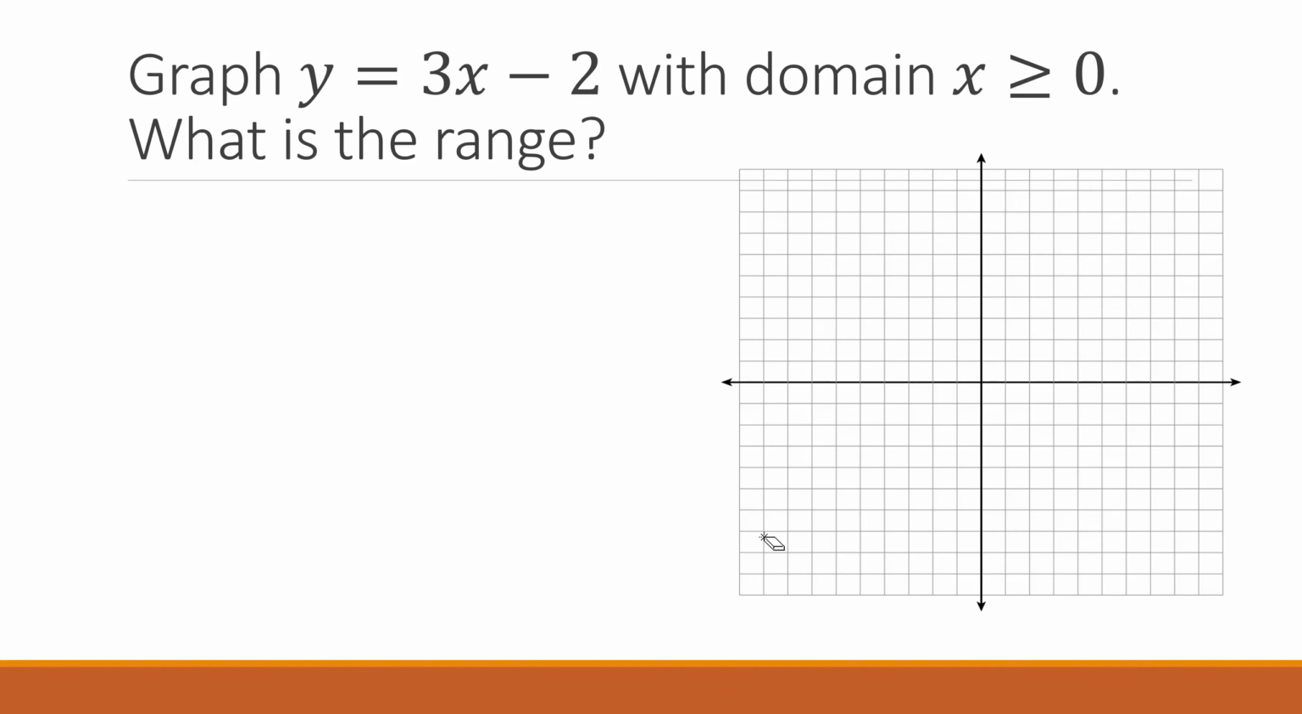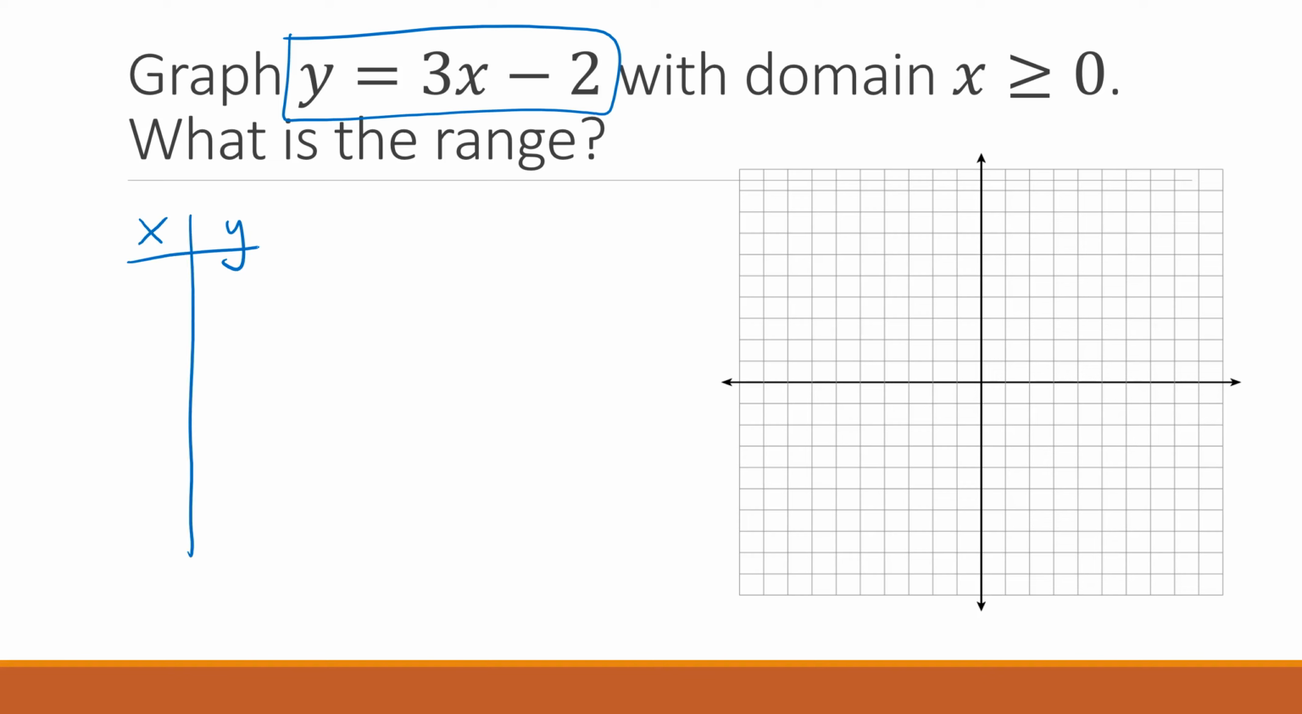Okay, moving on. Let's graph y equals 3x minus 2 with domain x greater than or equal to 0. What is the range? Now, you already know how to do this. This is an equation, and you know that in order to graph this equation, you can just simply set up an xy table and find some points. But the issue here is that they're telling me, hey, the domain, remember the domain is all of the x's, that has to be greater than or equal to 0. So I don't want to plug in any x's that are less than 0. So like -2, -1, -100.